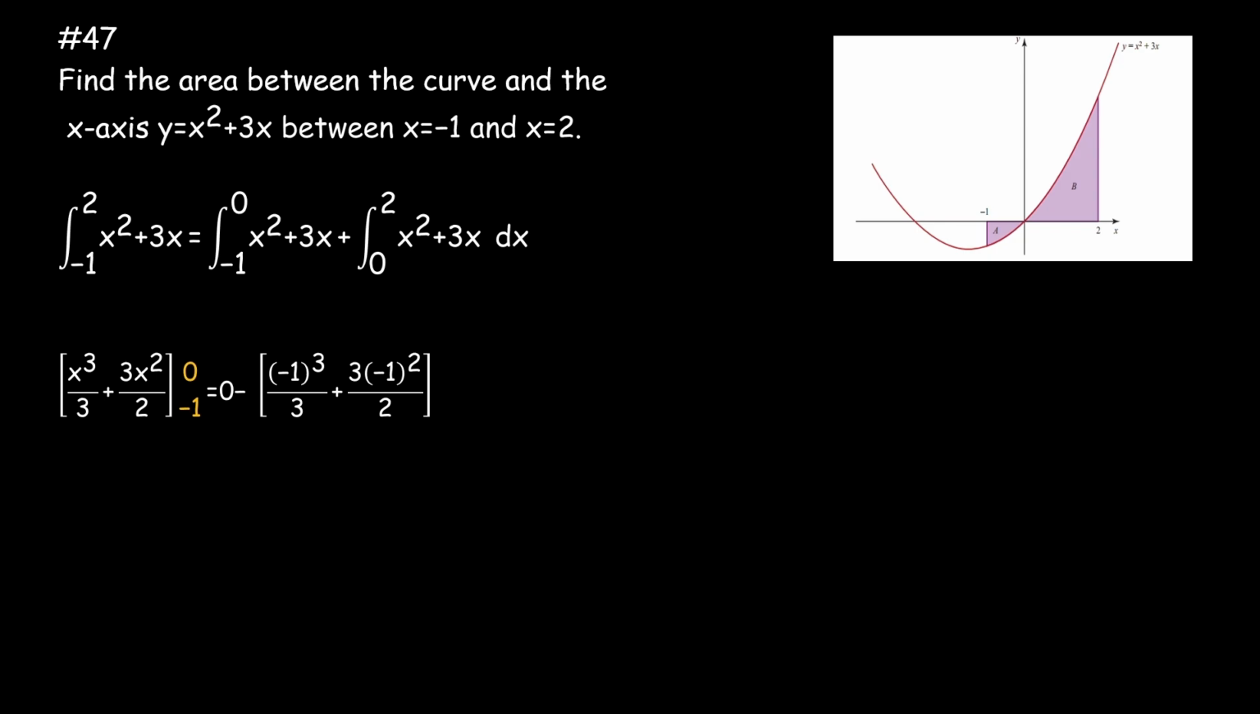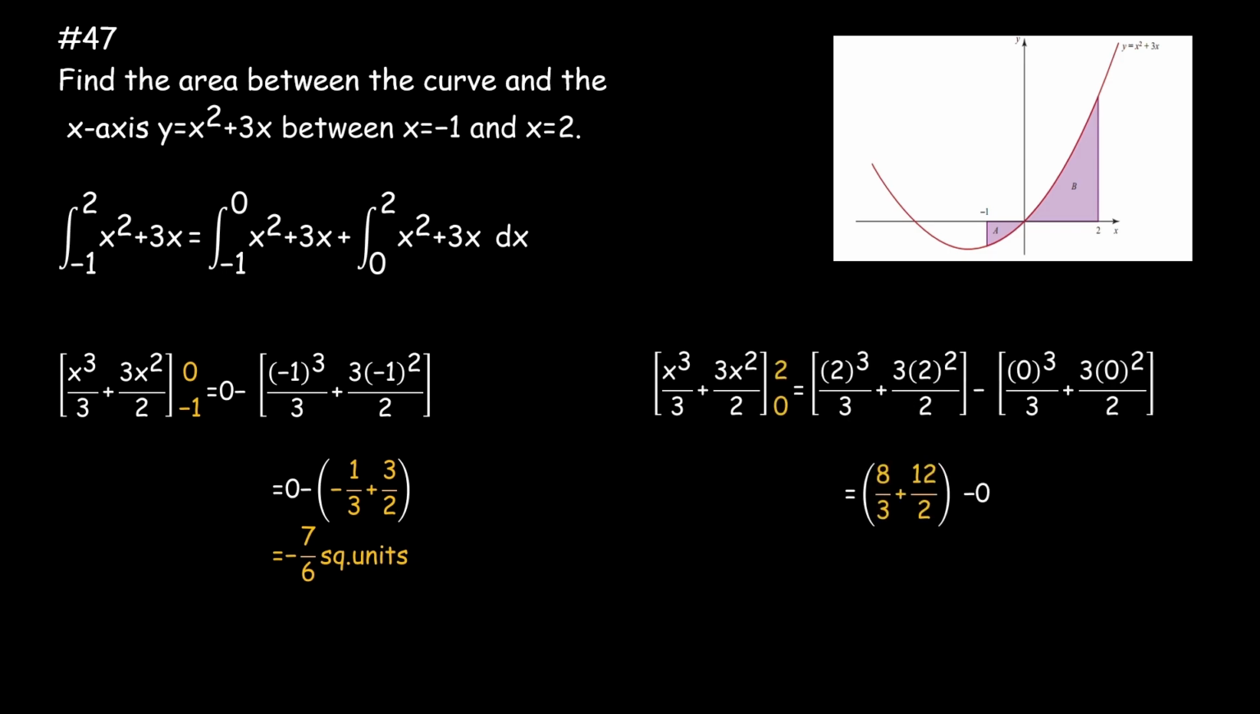So this would be 0 minus negative 1/3 plus 3 over 2, which is negative 7 over 6 units, and that's normal if it's negative. And for the second part, we get 8/3 plus 12 over 2, which is 52 over 6 square units. Hence, the final area would be 59 over 6 square units.